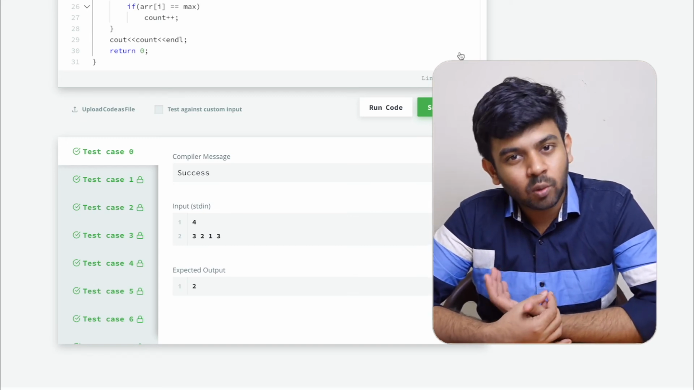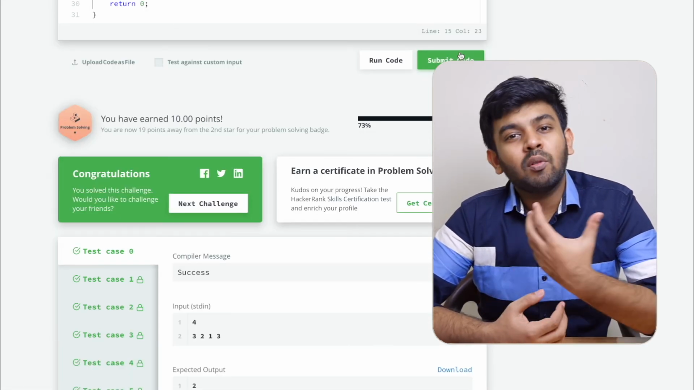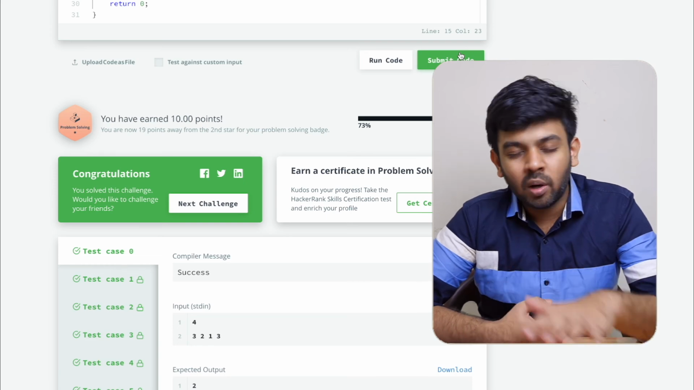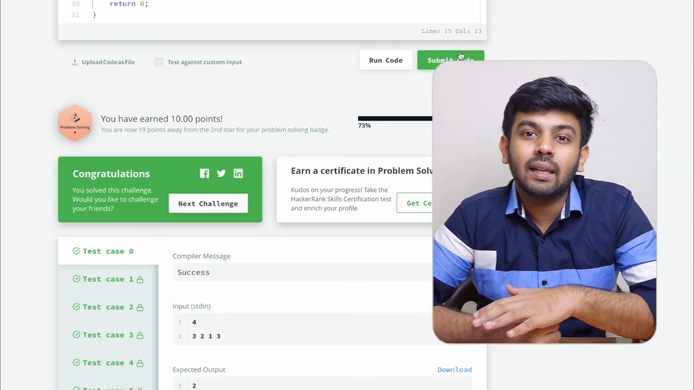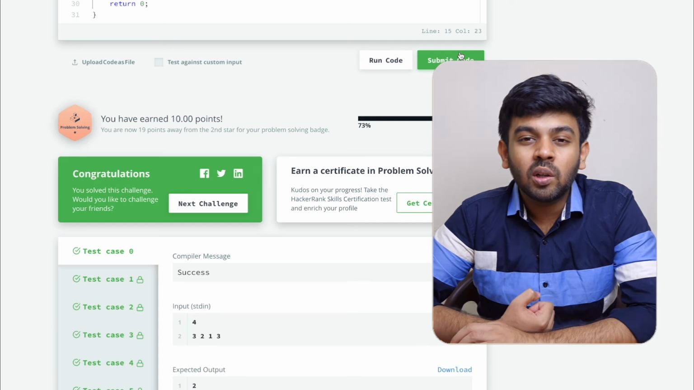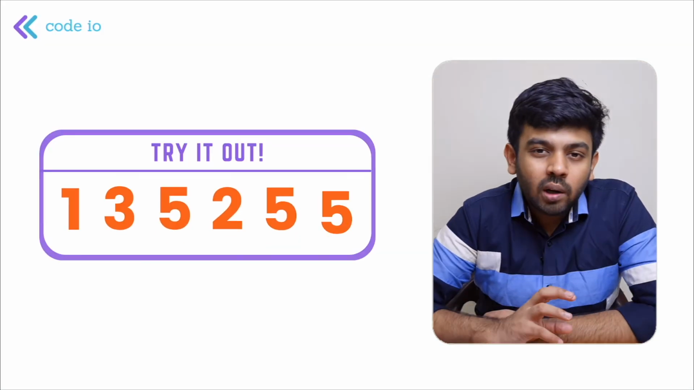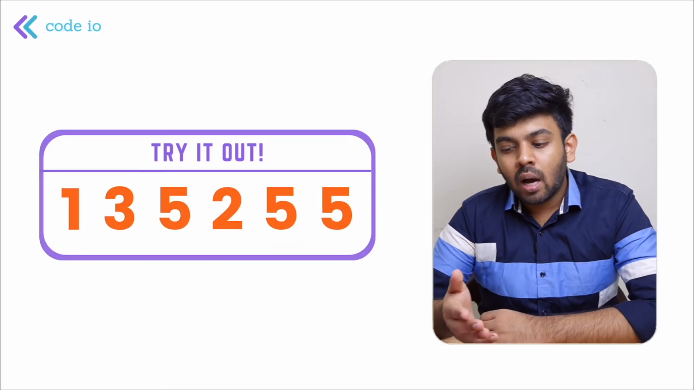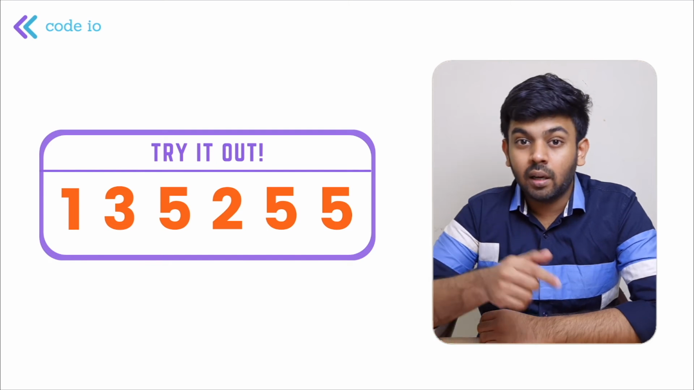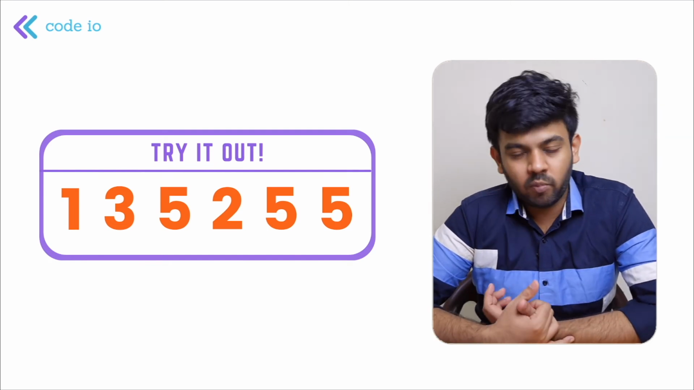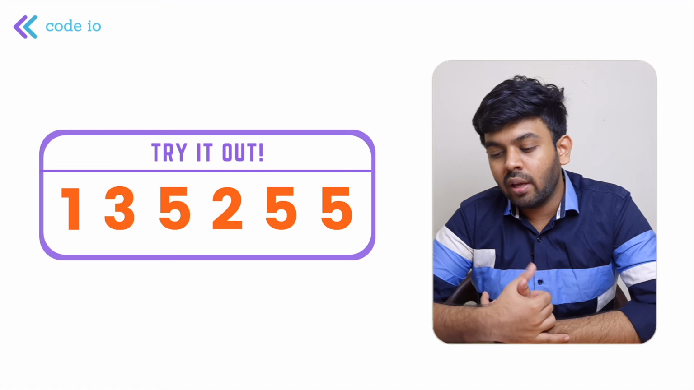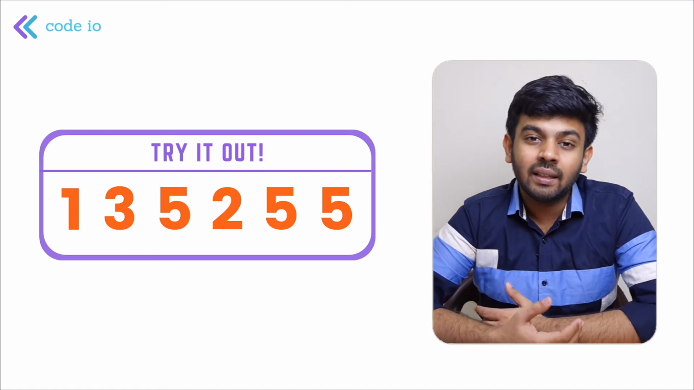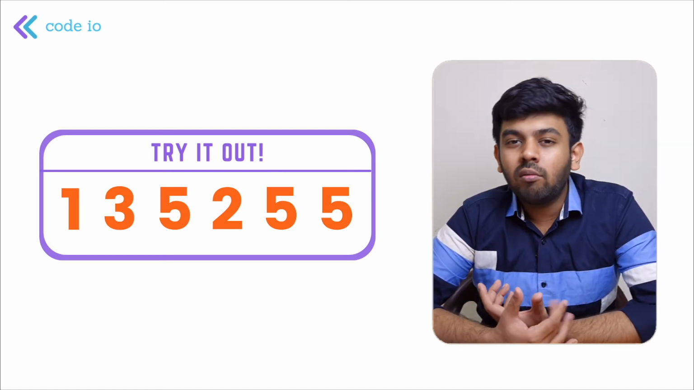So this question is quite simple. You just have to find the maximum number and the number of occurrences of that number, and that is it. So now we'll move on to the try it out section of this question. Now what will be the answer if you pass this particular array to your function or the program? So if 1, 3, 5, 2, 5 and 5 is the array of candles, what will be the answer?